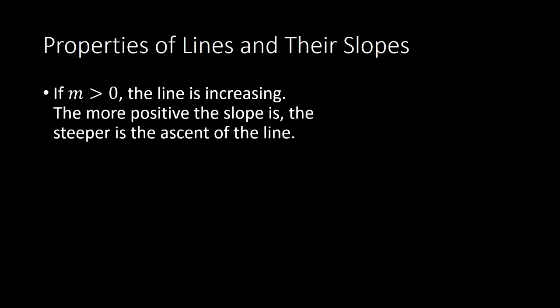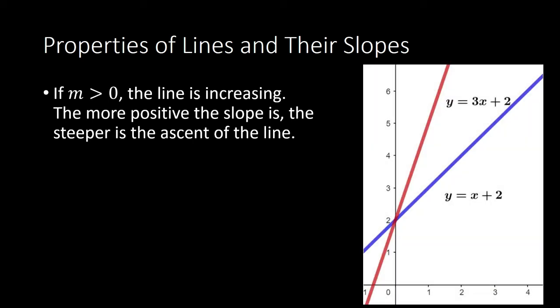If m is greater than 0, the line is increasing. The more positive the slope is, the steeper is the ascent of the line. So pay attention to these two lines. The line with color blue has a slope of 1, whereas the line defined by y is equal to 3x plus 2 has a slope of 3. So the red line is steeper than the blue line, and that is shown by the slopes. The more positive the slope is, the steeper is the ascent of the line. Ascent, it is ascending, it is increasing.